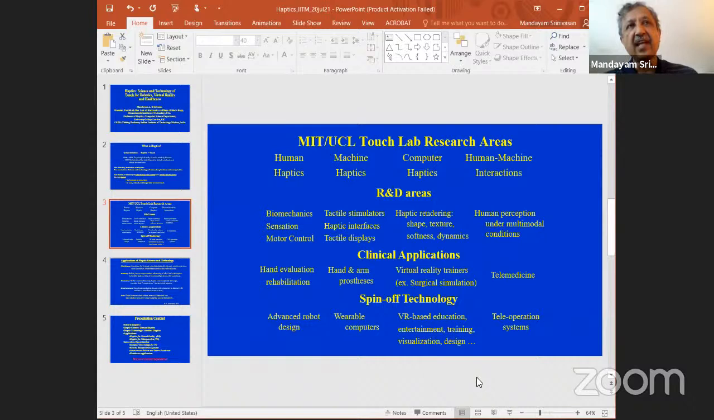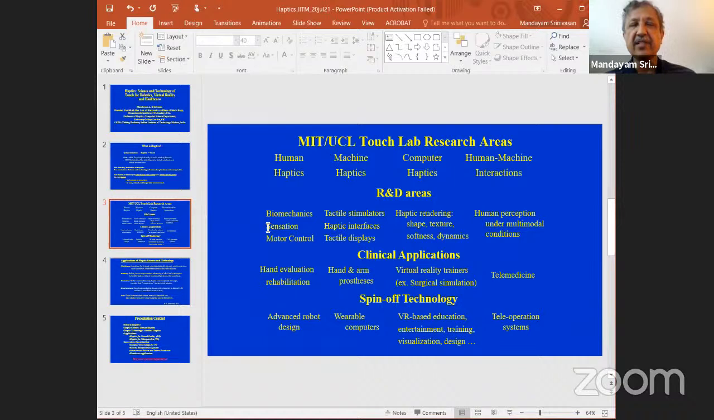Then under sensation, it is to do with neuroscience, for example, or psychophysics, which is measuring sensation in various ways, or any aspect of how transduction happens beyond the biomechanics part of it. And then there is also motor control. So all of these essentially pertain to the science of haptics of humans.